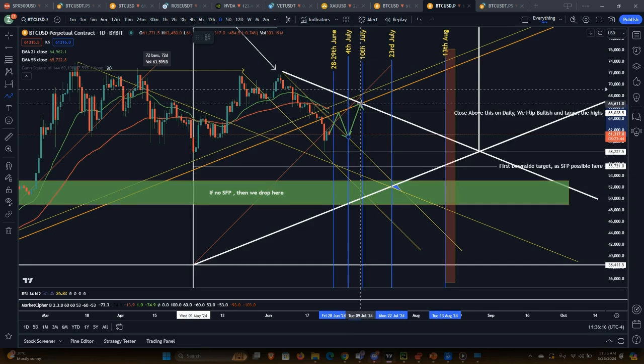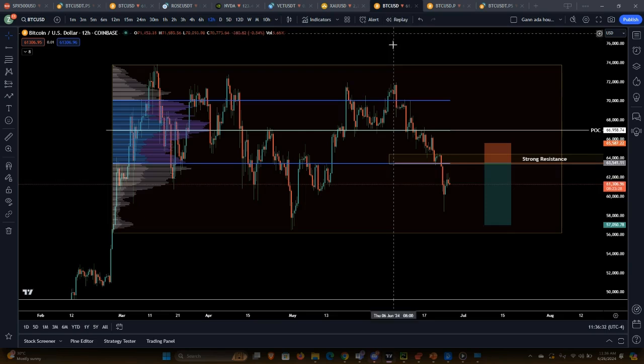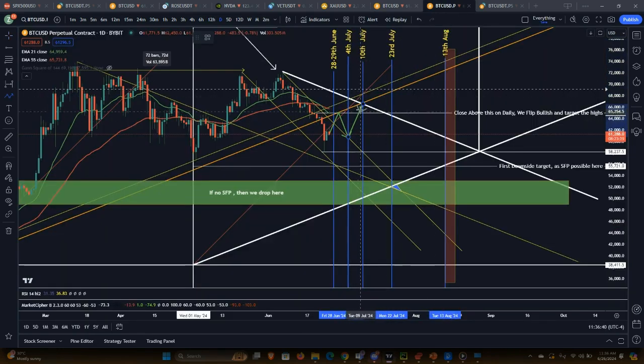And this is where we reject. This is where we create a top, a lower top compared to this one. And this area is also a very important area. I'll show you, because look what we have over here. We have the macro POC, the POC of this entire range. So we would be testing the POC.